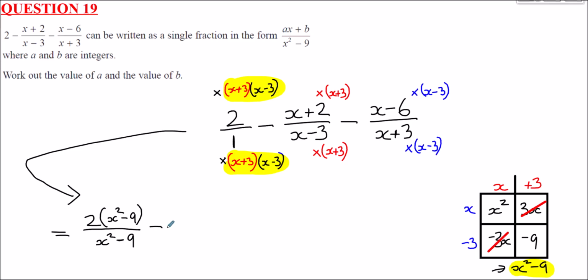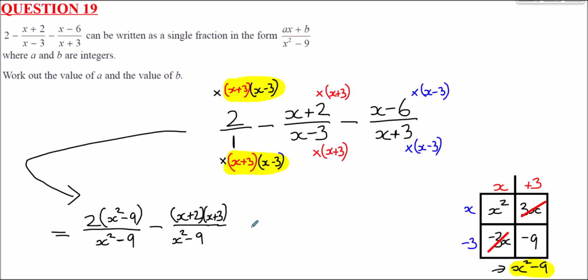This one, we'll combine them together in a moment. So I'm timesing x minus 3 by x plus 3, which again will give me the x squared minus 9 on the denominator. On the top, I'm going to have x plus 2 times by x plus 3. So the top is going to become x plus 2 multiplied by x plus 3. So I can do this now. So x plus 2 times x plus 3.